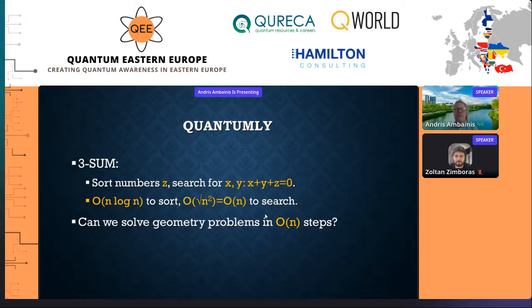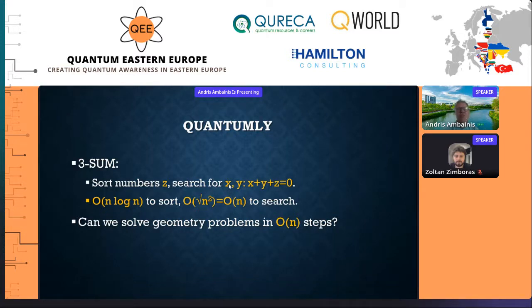What we can do is sort the numbers, and then we can search for a pair of numbers that adds up to one of those numbers that we have been given. So we use time of order n log n to sort n numbers. And then we have to search among n squared pairs of numbers for a pair that sums up to some number z in this sorted array. And with quantum search, we can do it in time square root of n squared, order n. So the point here is that quantumly, we get a nearly quadratic speedup for the three-sum problem.